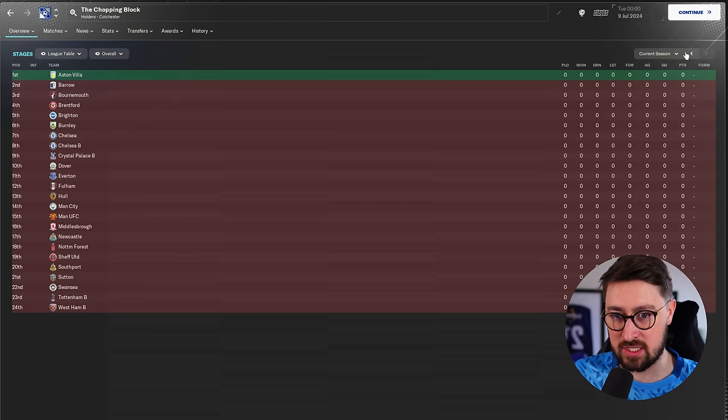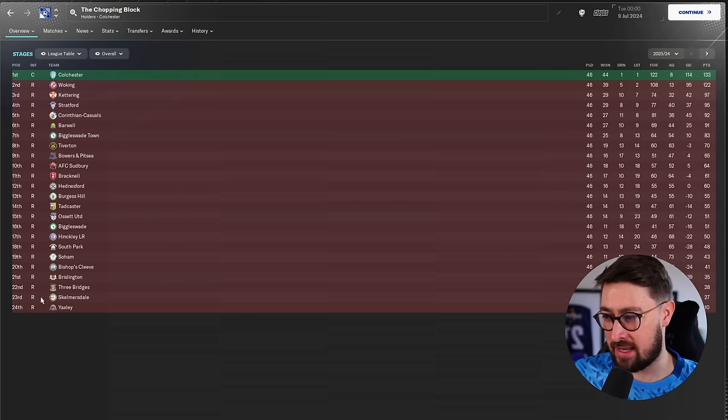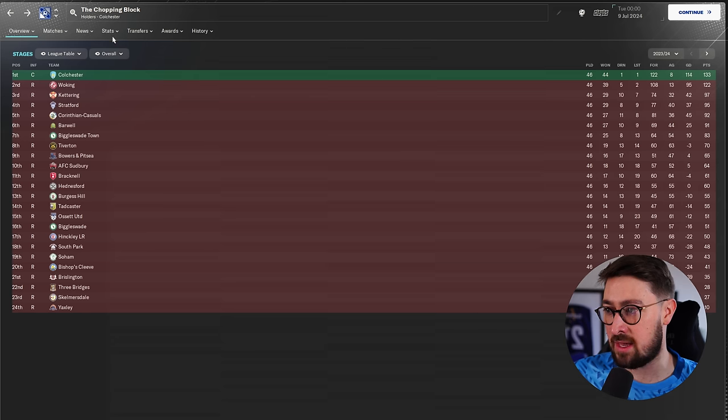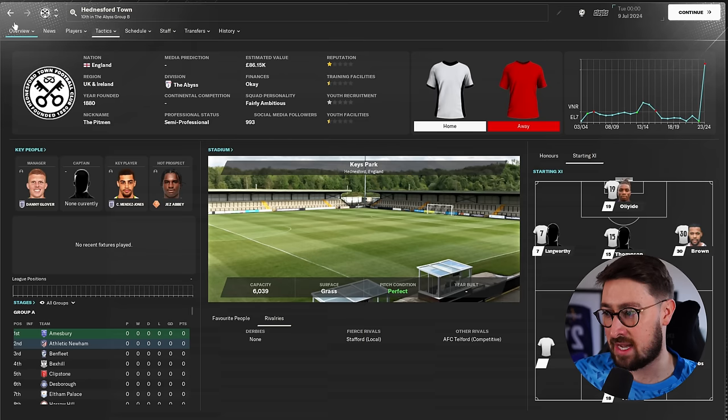We have the Chopping Block, which is a bit of a mad one. You have everyone relegated except for one team. Well done to Colchester, who got themselves promoted from there. They go to the Premier League. The rest of these guys go to the Abyss, which you have now Hednesford Town in the Abyss.